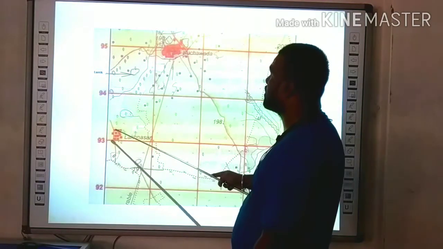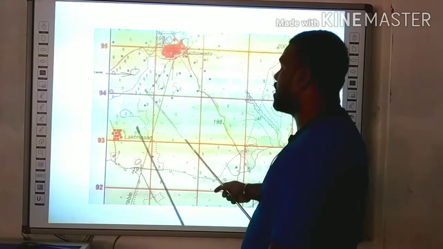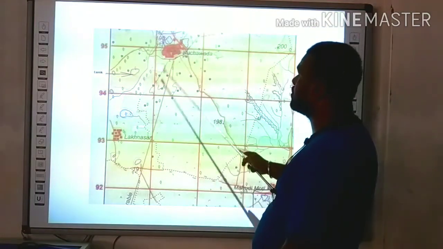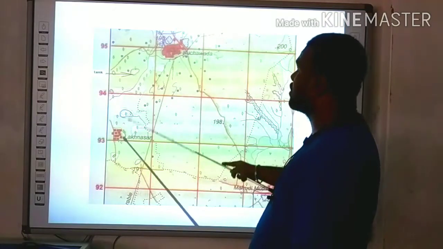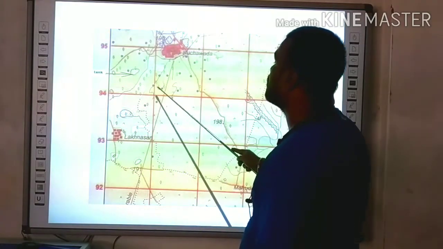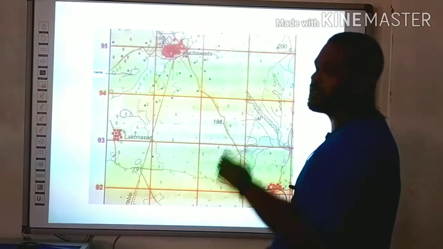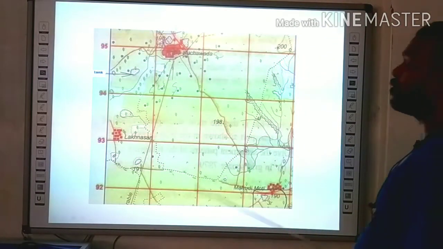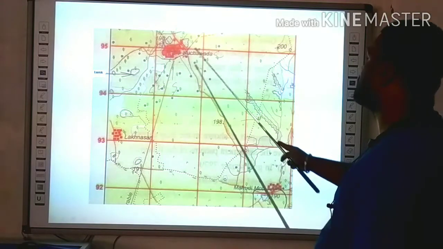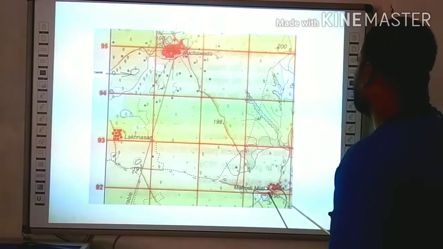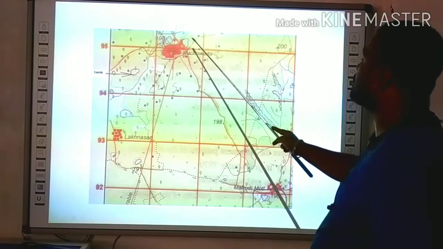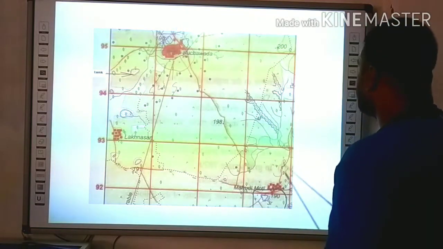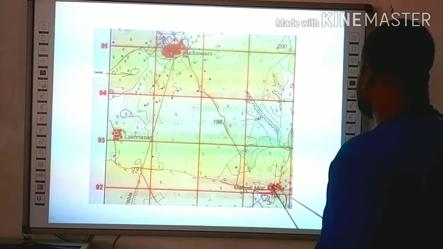So the direction of Lakhansar settlement from Uchawara is in the southwest direction. It means Lakhansar falls in the southwestern part of Uchawara. Now let us try to solve another one. Now let us try to find the direction of Uchawara settlement from Mahudi Moti.